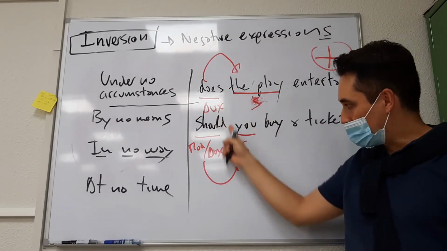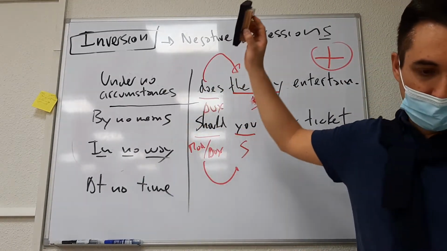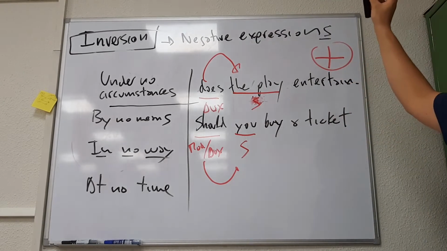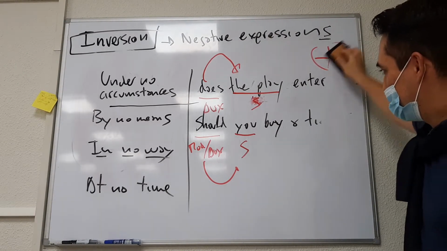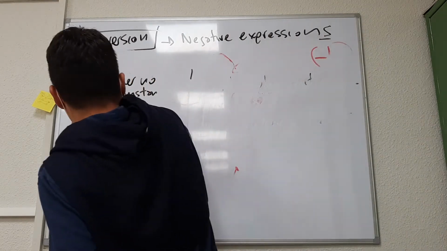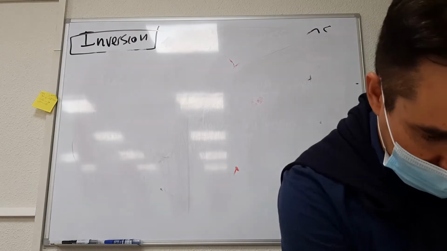Negative expression, auxiliary, subject. So far so good? May I? Yeah? It's been recorded anyway. More inversion types. Have a look at this one.